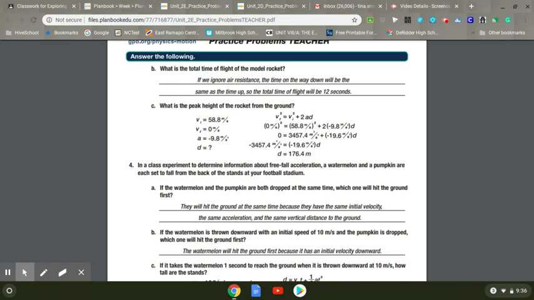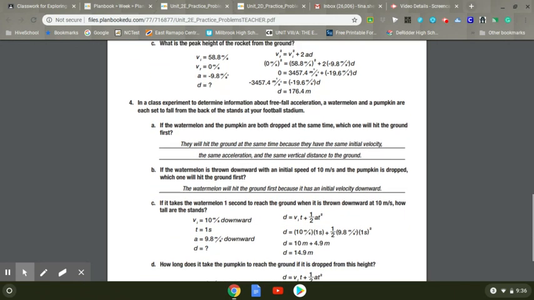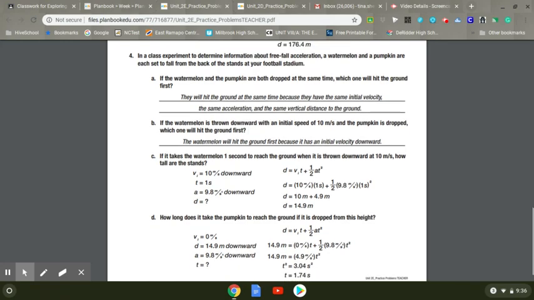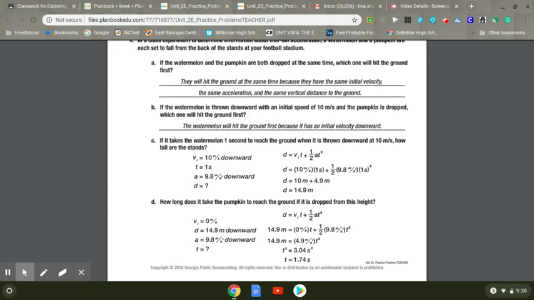So 4 says in a class experiment, determine information about free fall acceleration. A watermelon and a pumpkin are each set to fall from the back of a stand at your football stadium. A, if the watermelon and the pumpkin are both dropped at the same time, which one will hit the ground first? And they will hit the ground at the same time because they have the same initial velocity, the same acceleration, and the same vertical distance to the ground.